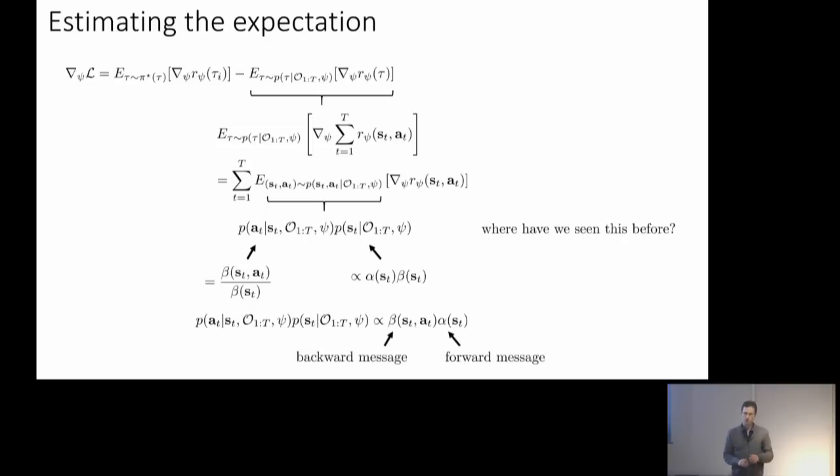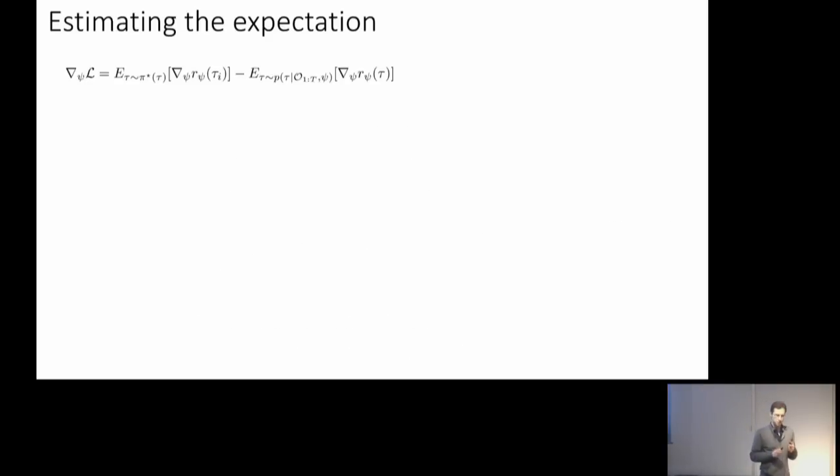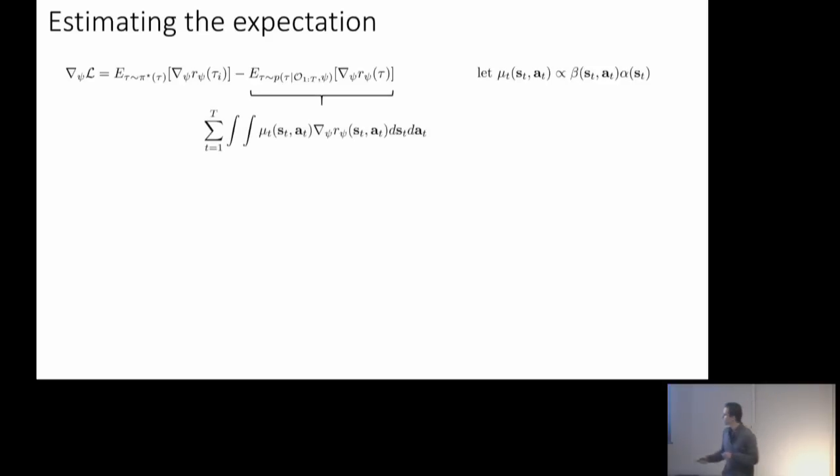So backward message times forward message. Now we can think about how we can actually calculate this expectation. We're going to use this symbol mu to denote the product of beta and alpha after we normalize it with respect to S and A. So multiply the betas and alphas, sum them with respect to S and A, and divide by the sum to normalize them. So then this thing becomes the integral of mu times grad R, evaluated at all the states and all the actions.